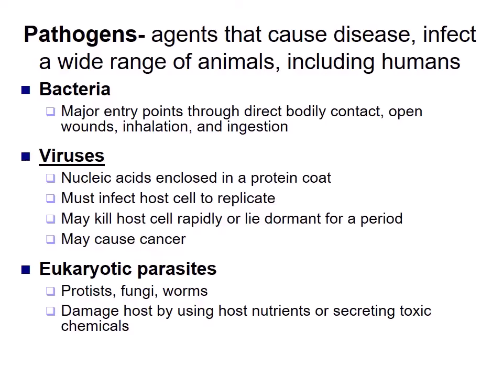And viruses have to take over their host cell's machinery in order to replicate themselves, and sometimes they kill host cells rapidly, or sometimes they lie dormant for a period of time and then ultimately kill the host cell. And some viruses can insert themselves into the host cell's genome and interfere with the cell cycle and even cause cancer. Then we've also got eukaryotic parasites as well. So protists can be parasites, fungi can be parasites, or different worm species can be parasites as well. And typically, parasites are going to damage the host by using the host's nutrients or secreting toxic chemicals that the host has a response to.